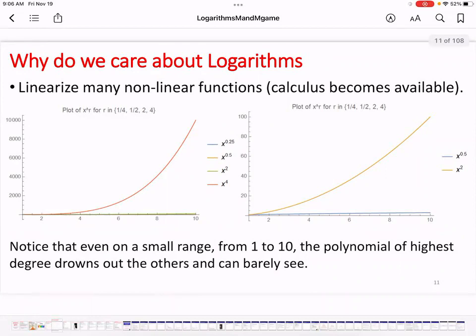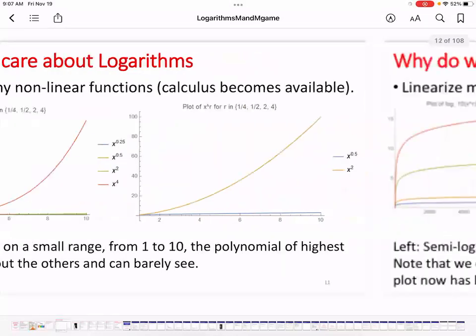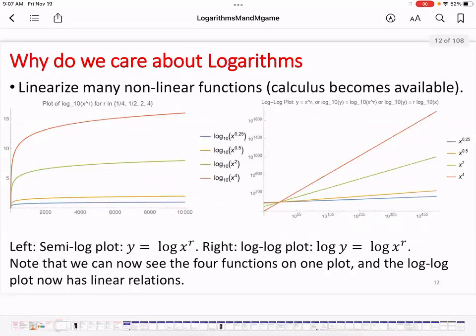If I look at these functions, x to the 1/4, 1/2, x squared, and x to the 4th, I can see x to the 4th. I can just barely see a little bit of maybe x squared, and the other ones are completely dwarfed. But if I do a log-log plot, all of a sudden I can now start seeing all of these functions.